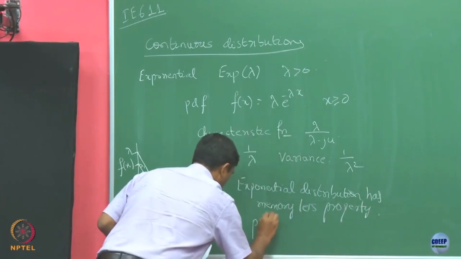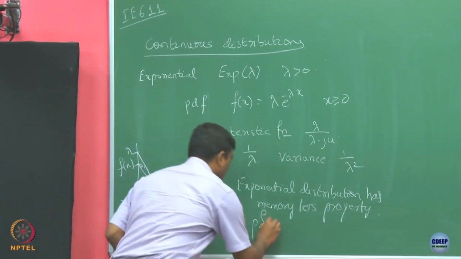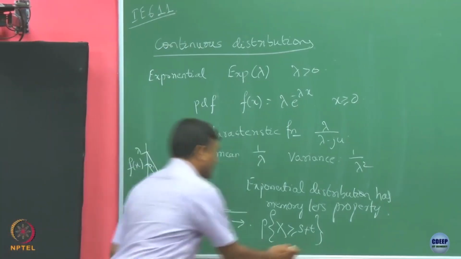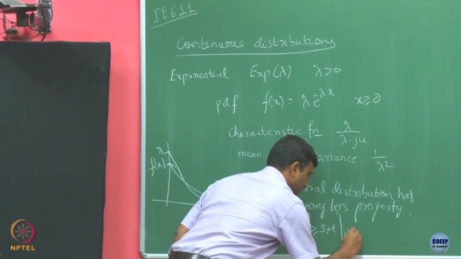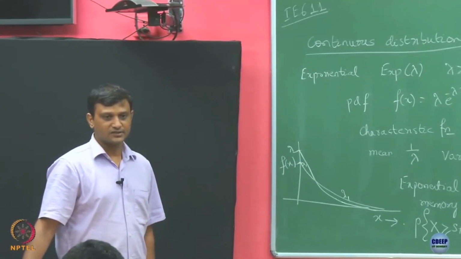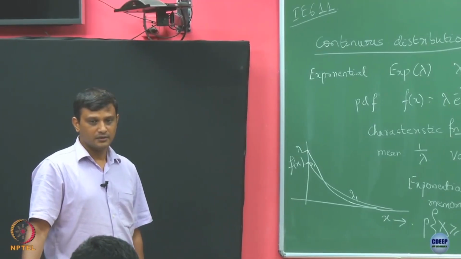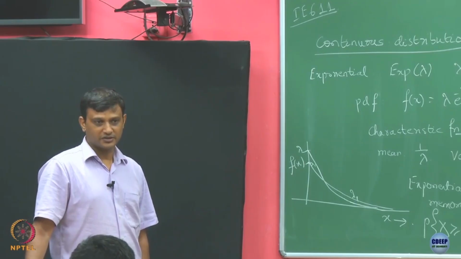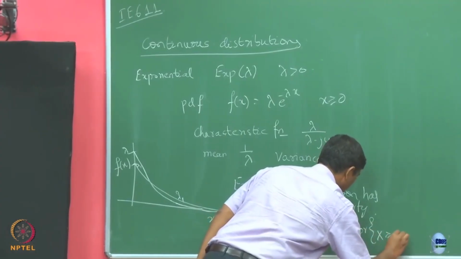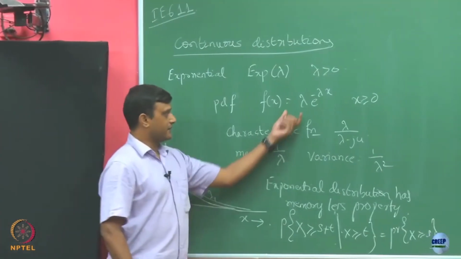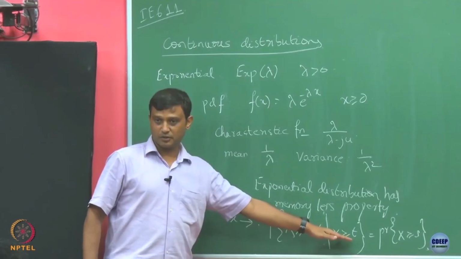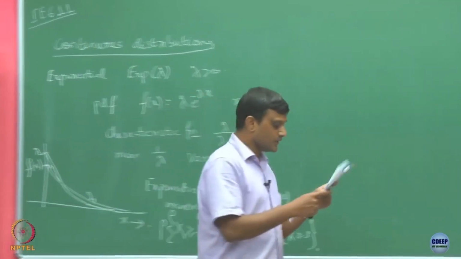Suppose your random variable X is going to take a value larger than s plus t, given that it has already taken a value larger than t. If X is memoryless, what do you expect this quantity to be? You expect this to be just the probability that X is greater than or equal to s. So please verify that if X has a CDF like this, it indeed satisfies this property.